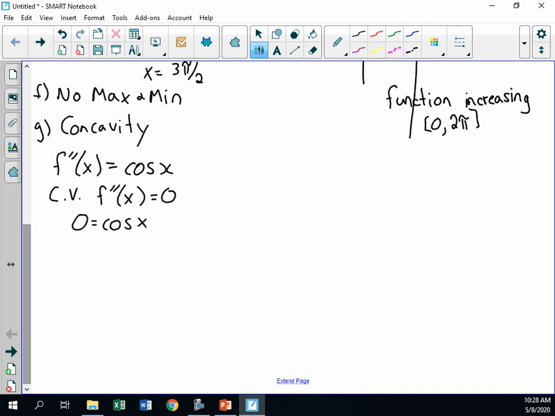In our domain, when does cos x equal 0? That happens at the top and the bottom on our y-axis. So x is pi over 2 and 3 pi over 2. So we're going to have 2 critical values that we're going to put into our interval chart. So here's our chart.